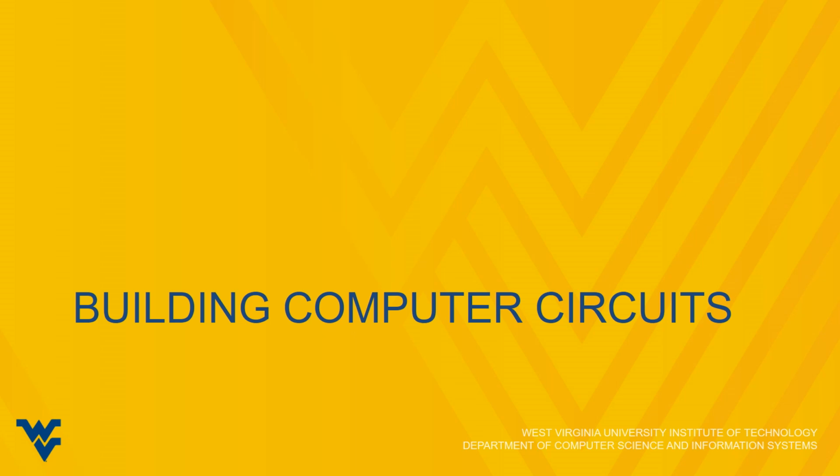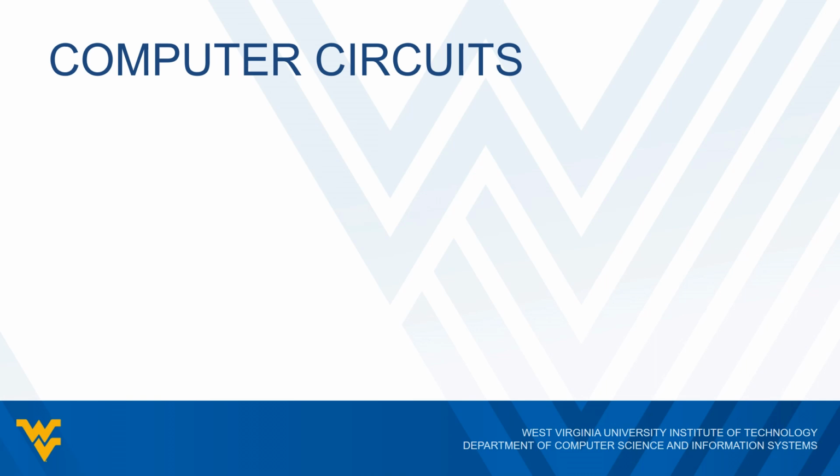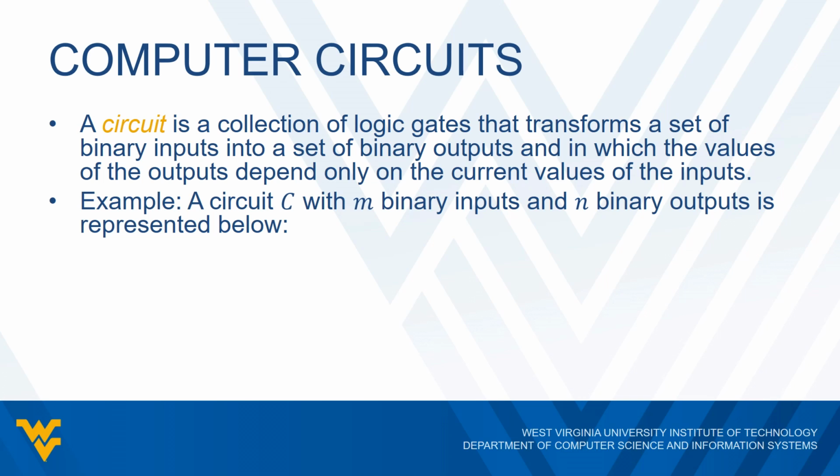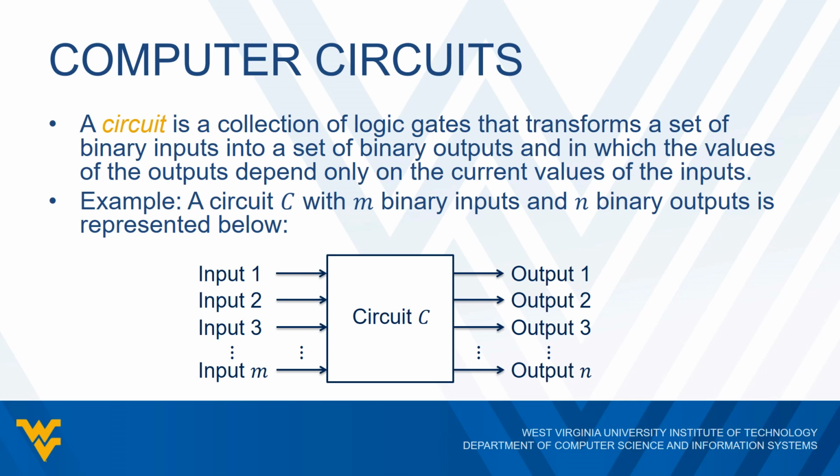We'll now show how we can use these 3 different types of gates to construct computer circuits. A circuit is a collection of logic gates that transforms a set of binary inputs into a set of binary outputs, and in which the values of the outputs depend only on the current values of the inputs. So let me give you an example of this circuit. Here we have a circuit which we call C, and we have M binary inputs and N binary outputs. Let me show you the picture here. We have on the left side M inputs, so they're going to go into this circuit, and the circuit's going to do some type of computation, and then the output will be N outputs.